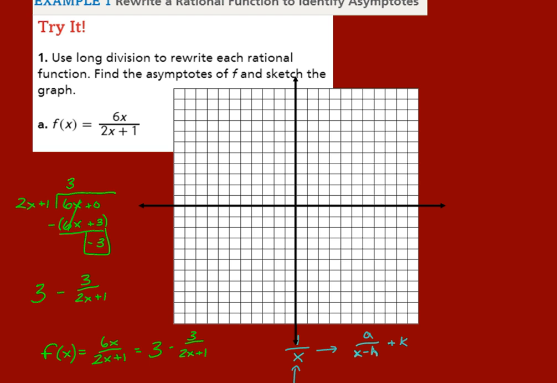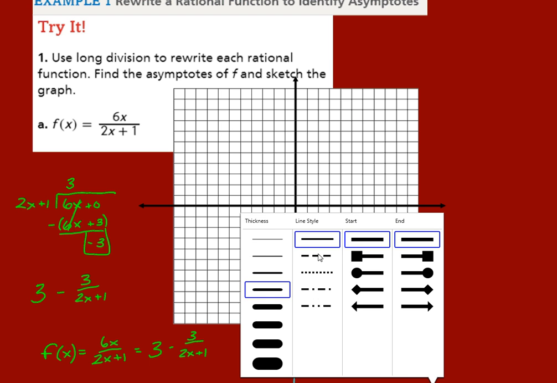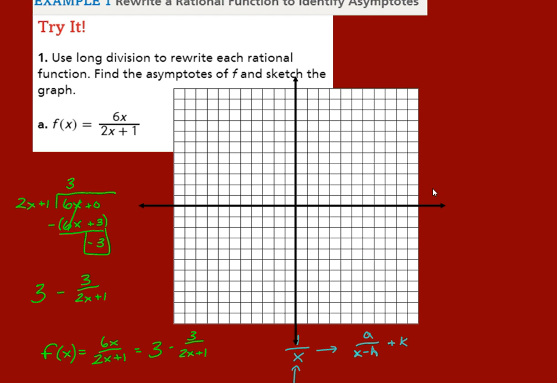All right. I know I have a horizontal asymptote at y equals 3, and a vertical asymptote at negative 1/2. So it's going to go right down the middle of that. And I'll make that center a little bit better there. Okay? Now just plug in some points.